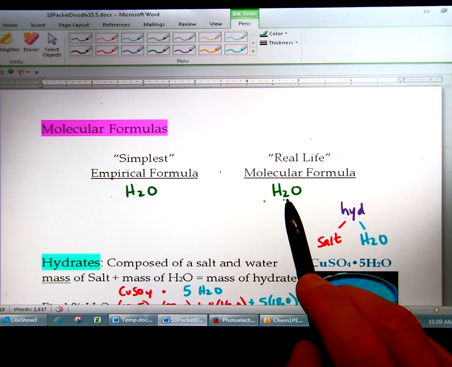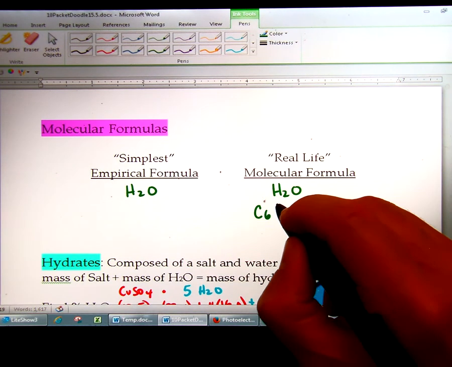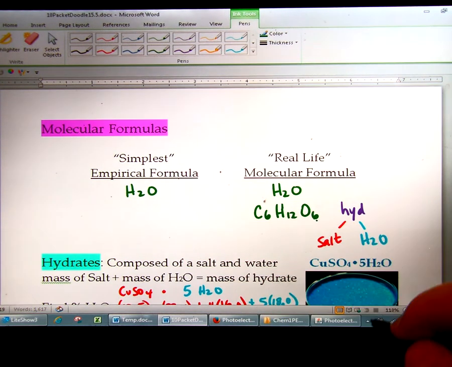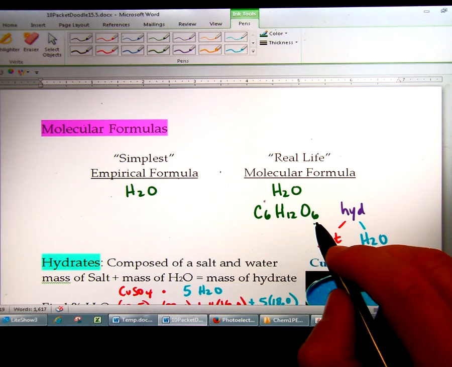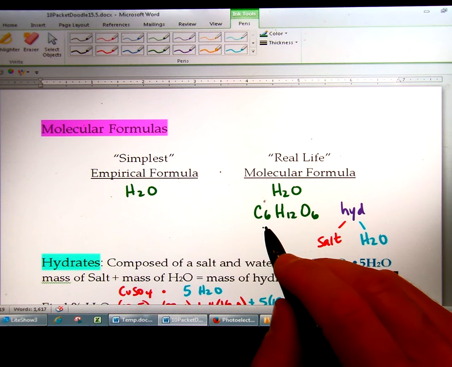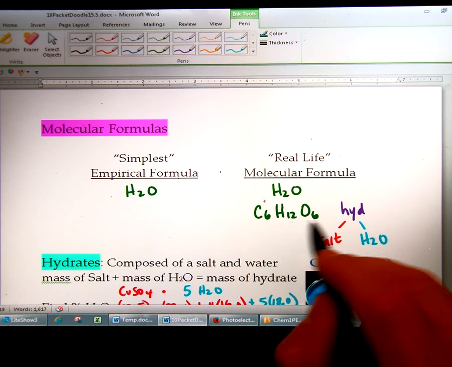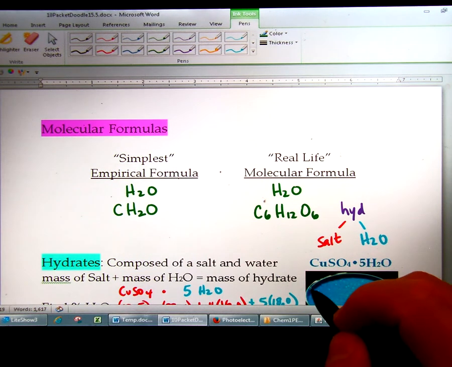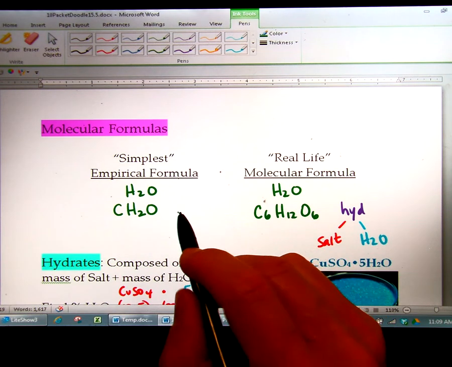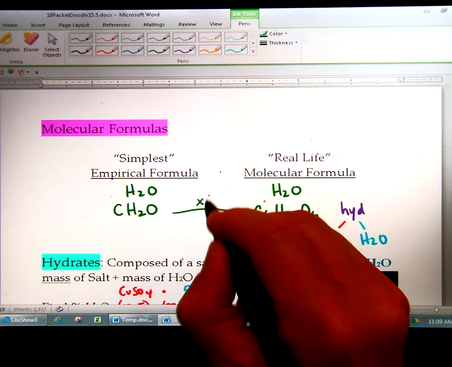However, if I say, let's think back to biology, and let's write down the molecular formula, the real life formula of glucose. That would be C6H12O6. That's the real life formula. The ratio is 6 to 12 to 6. But you could simplify that if you wanted, and it would be 1 to 2 to 1. If you divide by 6, it's 1 to 2 to 1. So that would be CH2O. So you could see that this formula is 6 times greater in the molecular than it was for the empirical.